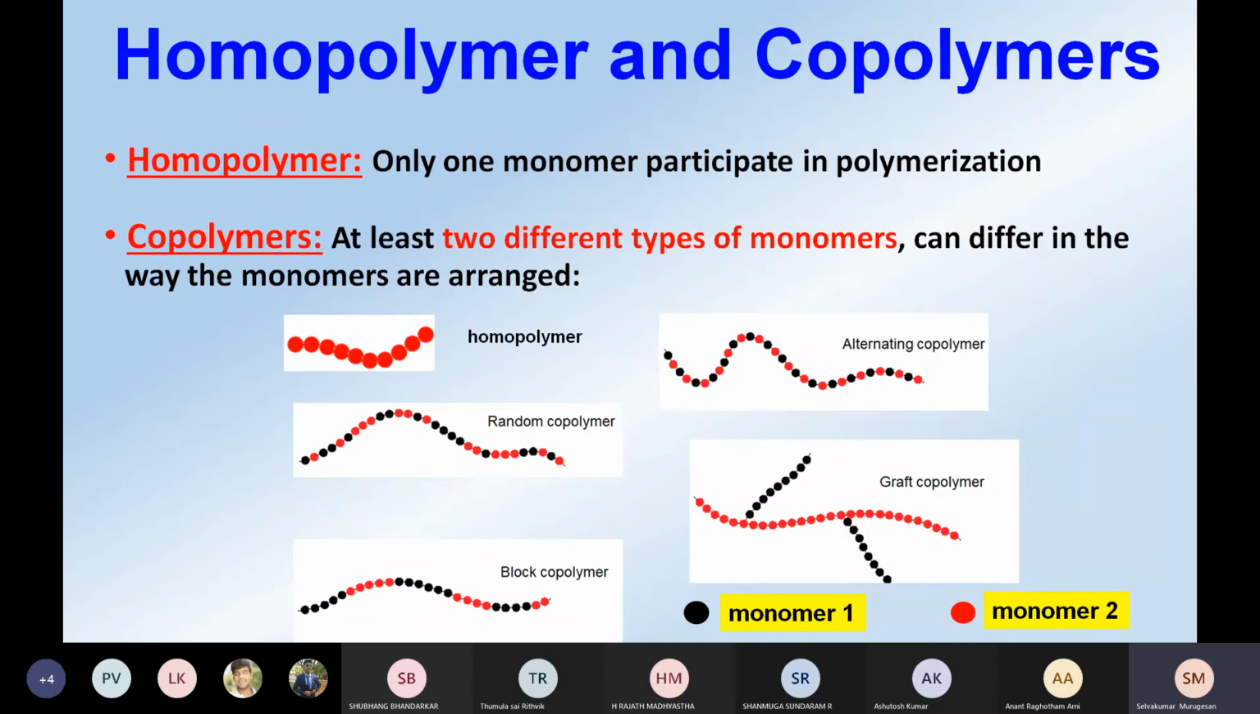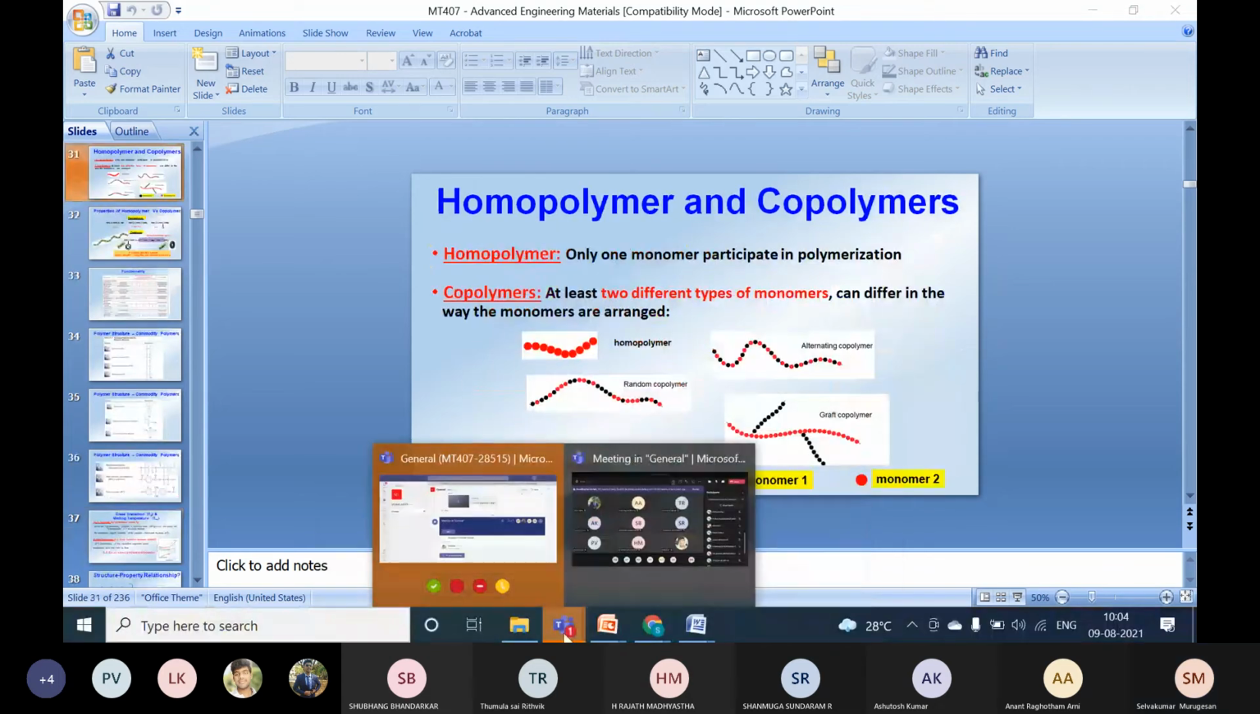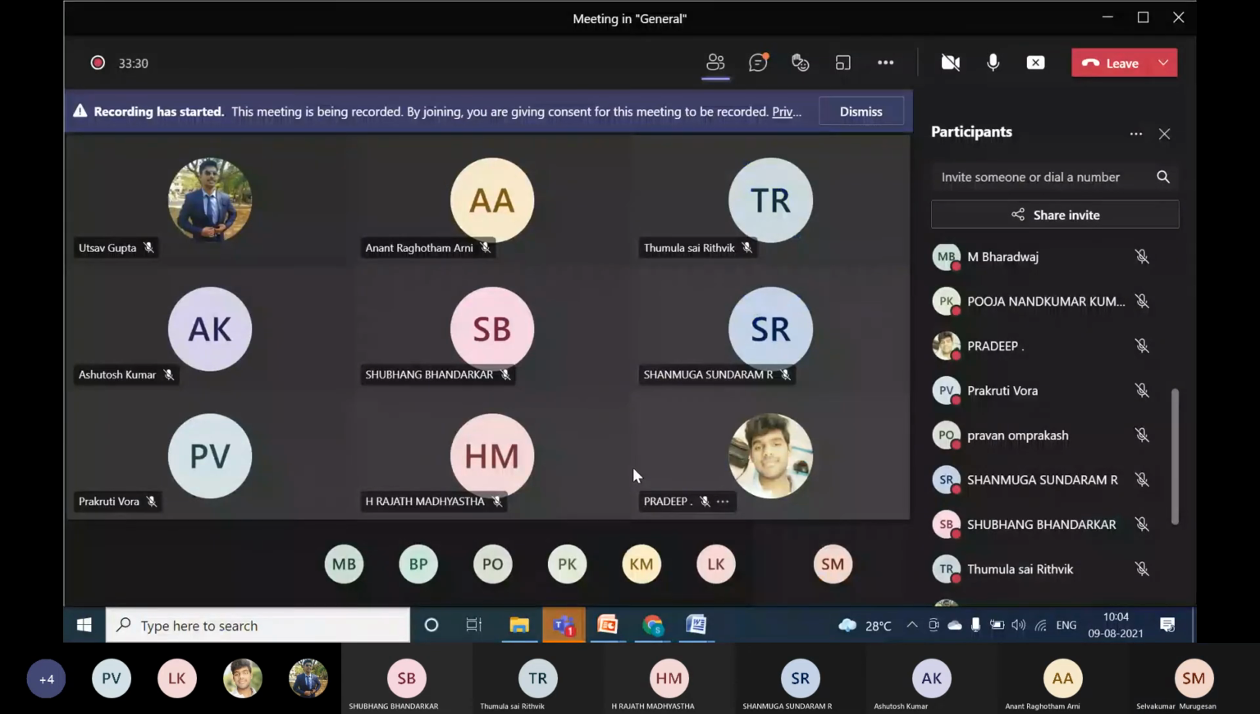And this also you must be knowing, homopolymer. What is copolymer? So what is alternating copolymer? Can someone tell me? Bharatwaj, what is alternating copolymer? I'm not hearing you. You are trying to speak, but I can't hear you. Can you please go ahead?